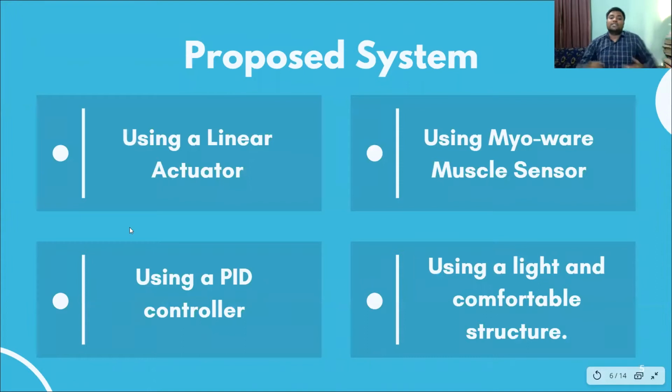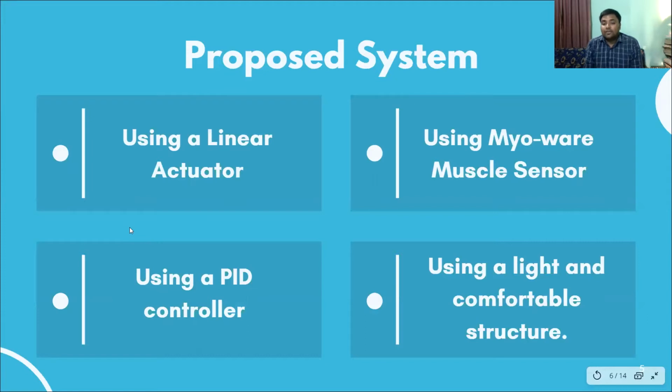Moving to the next part, which is the proposed system. Our proposed system is divided into four parts. The first one is the execution unit, in which we use a linear actuator. The second one is the sensing unit, and we use a MyoWare muscle sensor for the sensing unit. And the third one is the processing unit. We know that there are a lot of microcontrollers, and among them, we have chosen the Arduino Uno as our processing unit. And the fourth one is the structure.